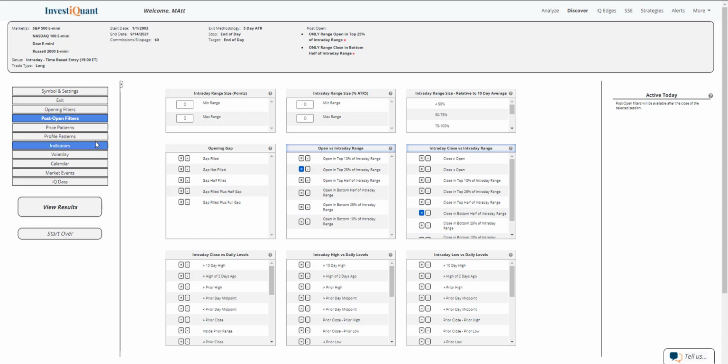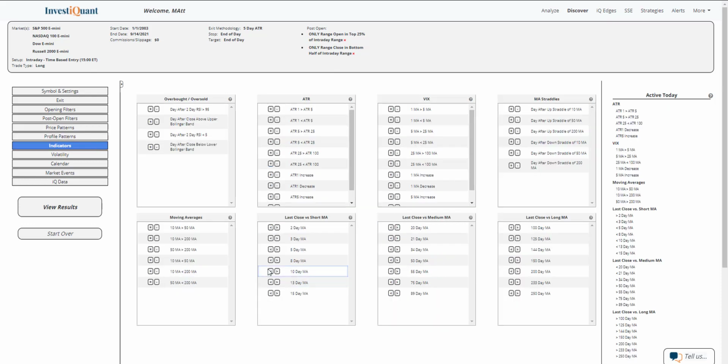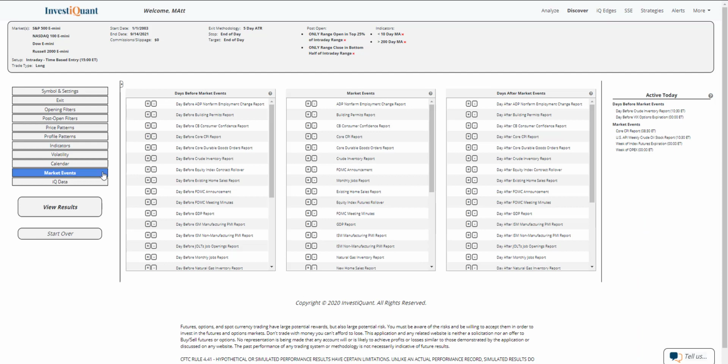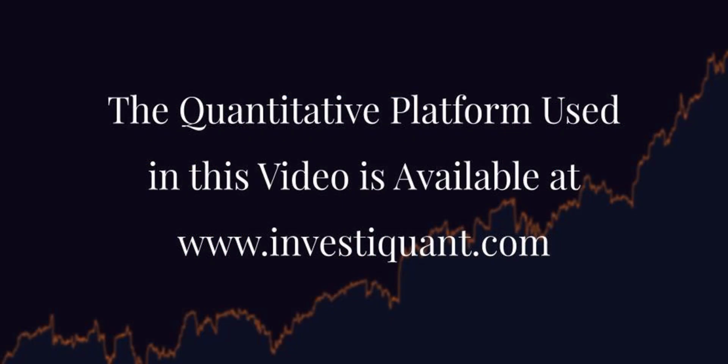Next, I'm going to put it in a similar market environment. We are currently below a 10-day simple moving average, but above a 200-day simple moving average. And then lastly, in the market events section, I'm going to say that it is the week of options expiration. I'm going to grab that from the active today. And this will specifically look at just the days that fall within the week of options expiration. Now I can click View Results.